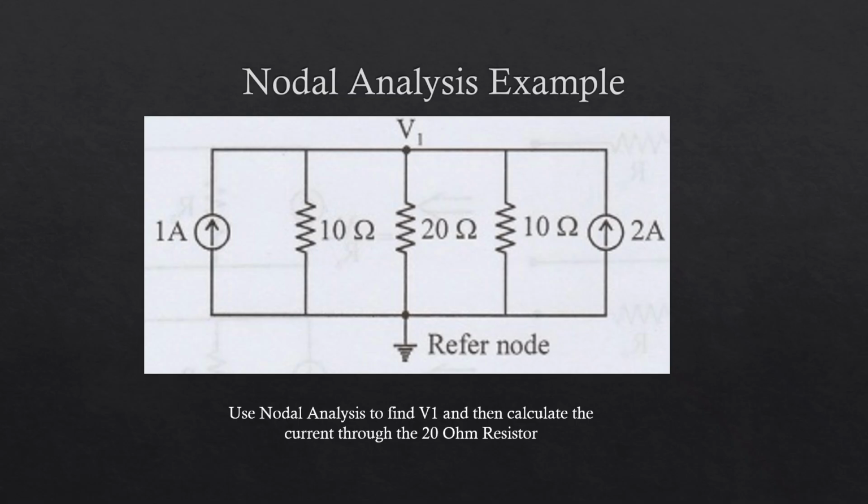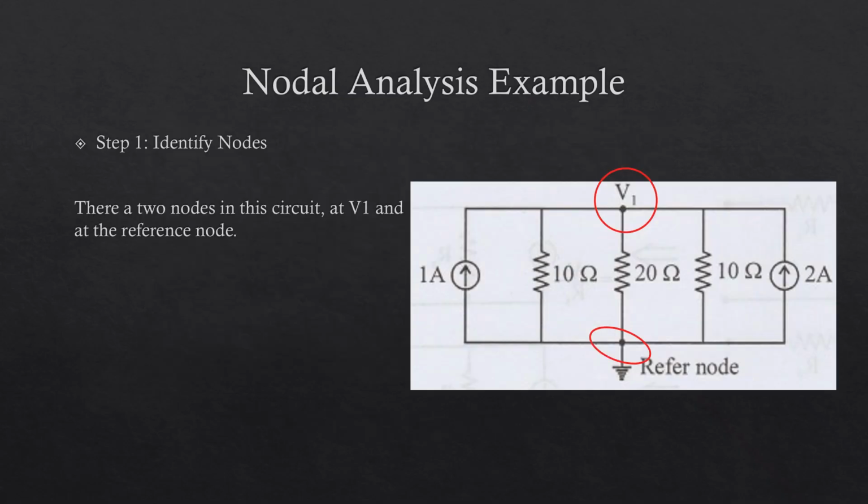Here we have a nodal analysis example where we're asked to find V1 using nodal analysis and then calculate the current through the 20 ohm resistor. In this example, there are two nodes, one at the reference node, which will be our ground, and one at V1.